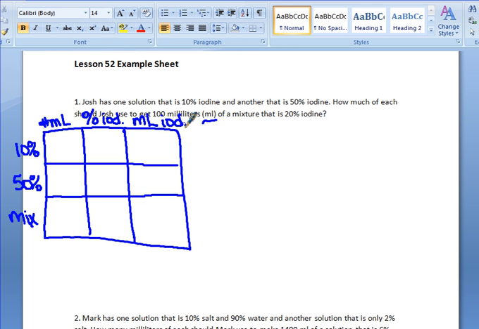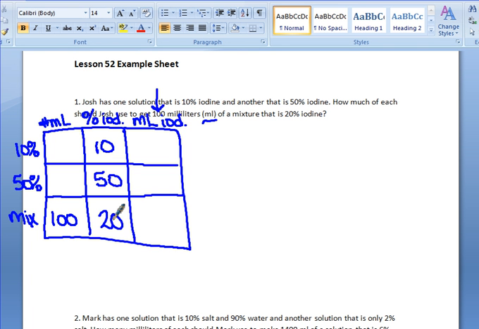Now that we've drawn our box, step 2 is to fill the given information in the chart. We don't know how much of the 10% and we don't know how much of the 50%, but we do know that in the mixture we want to end up with 100 milliliters. So number of milliliters for our mixture is going to be 100. The 10% iodine solution is 10%, the 50% iodine solution is 50%, and we want a mixture that's 20%, so that will go here.